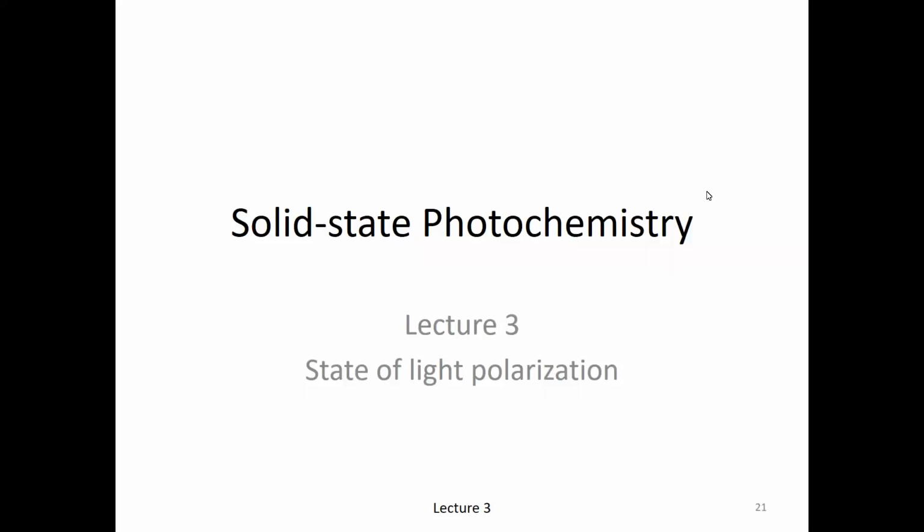In the following two lectures, we are going to study some of the key aspects of optics, which is necessary to understand the various techniques of spectroscopy and microscopy. So the first thing we are going to study is the state of light polarization.